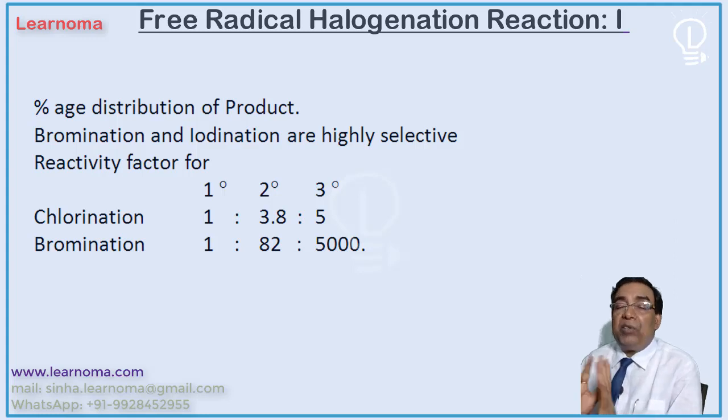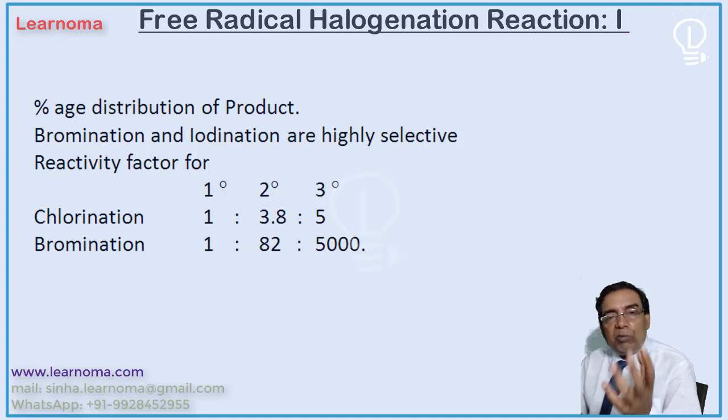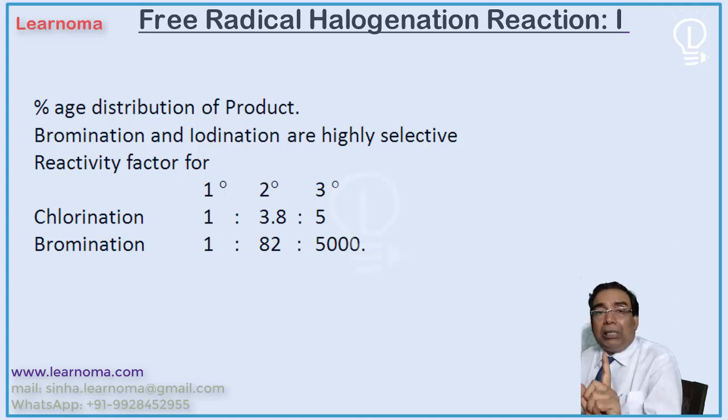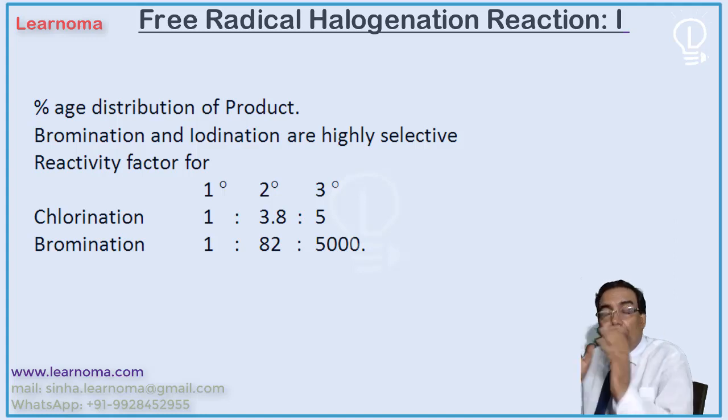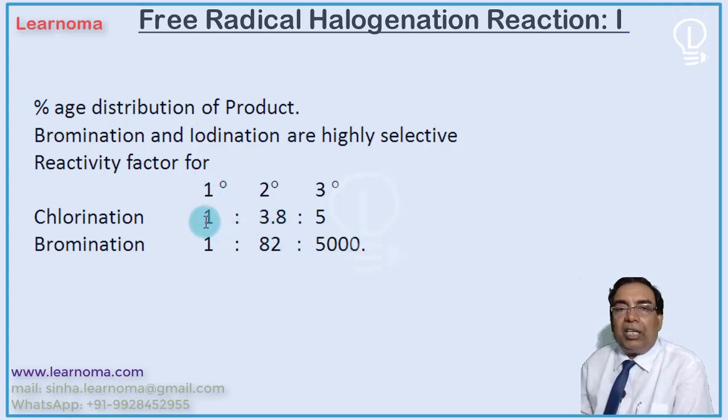On the basis of kinetic study, it has been measured by scientists. We are just memorizing those facts. Remember, these facts come from kinetic study, from the observed data. From the observed data, it is clear that for halogenation, monochlorination, if the reactivity of 1 degree is 1, then for 2 degree the reactivity is 3.8, and for 3 degree the reactivity is 5.